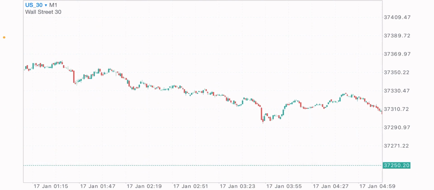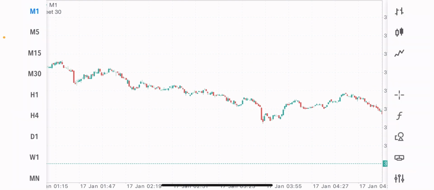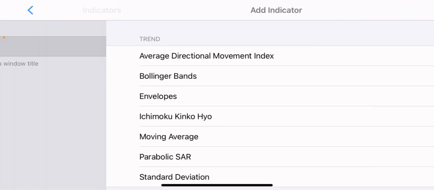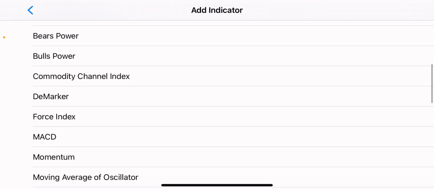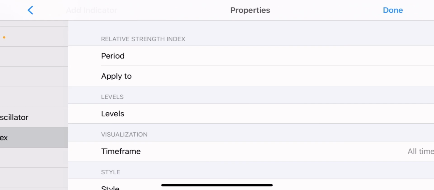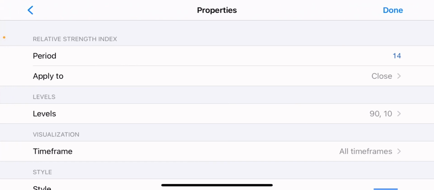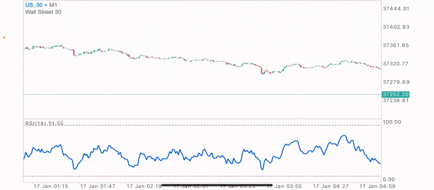First indicator which we are going to be using is the RSI. So what I'm going to do is to add the indicator into my chart. I'm going to look for the relative strength index, which is the RSI, right? We're using the RSI on MT5. Now you click on done. All right, now this is the RSI.